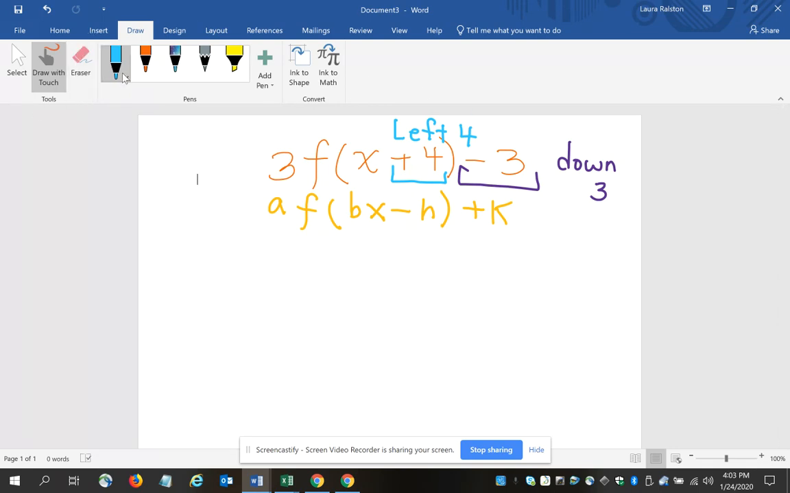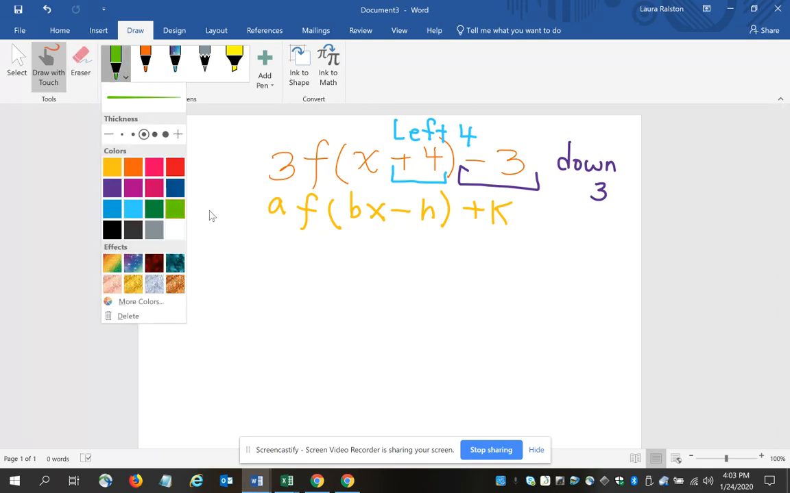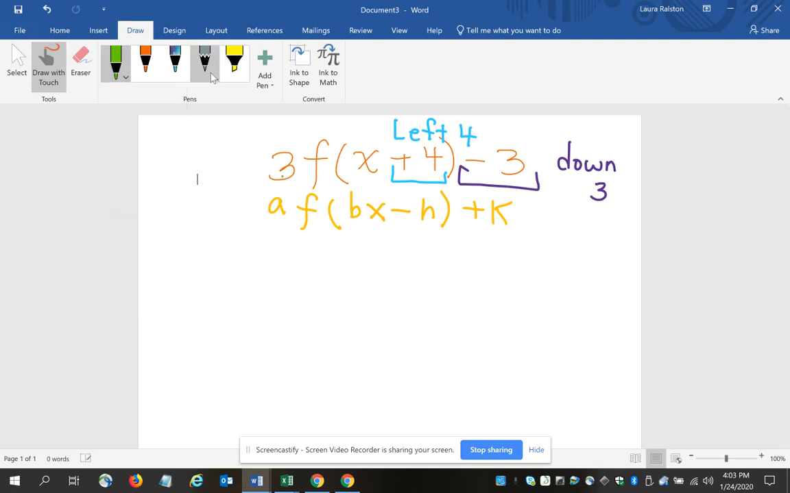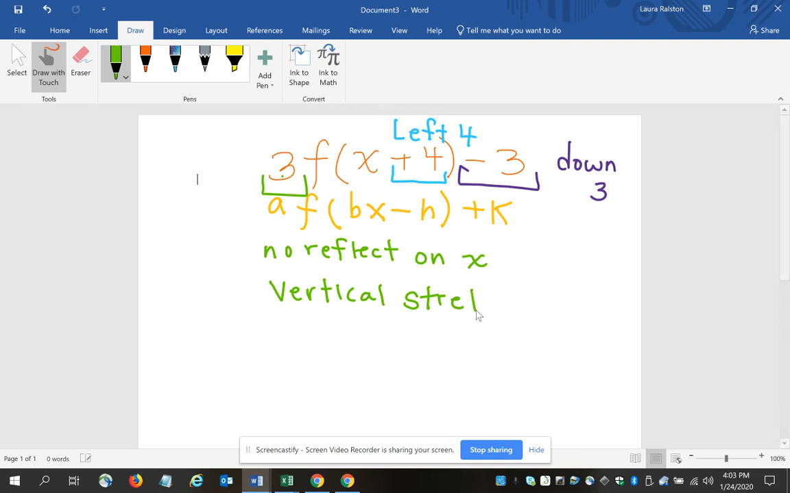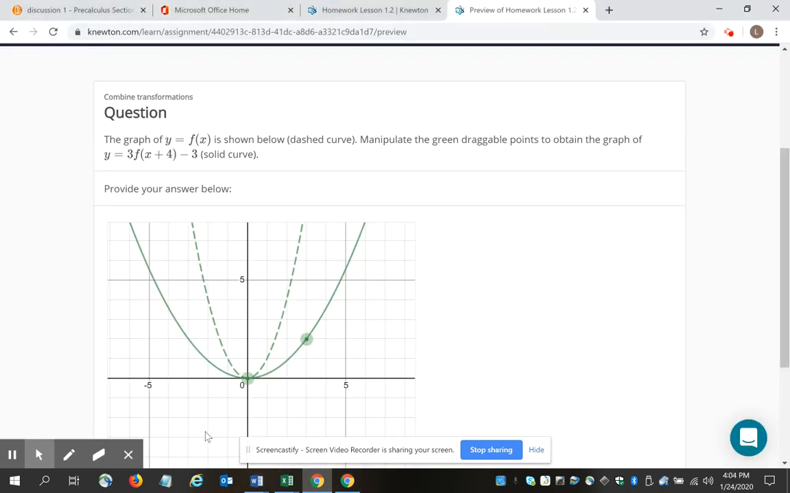And then the key thing here is with the 3, which is your a, it's positive, so there's no reflection on x, but you do have a vertical stretch of 3. So in a sense, the graph's going to appear to get taller, and as it gets taller, it appears to get what I call skinnier. That is not the mathematical term by any stretch of the imagination.